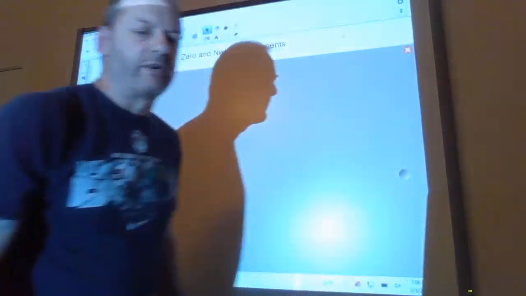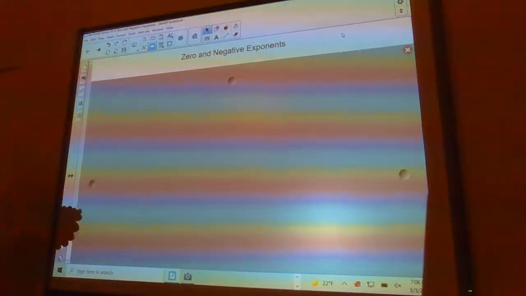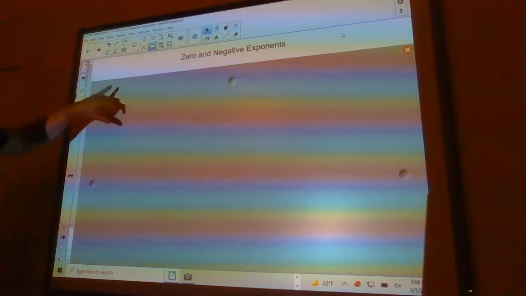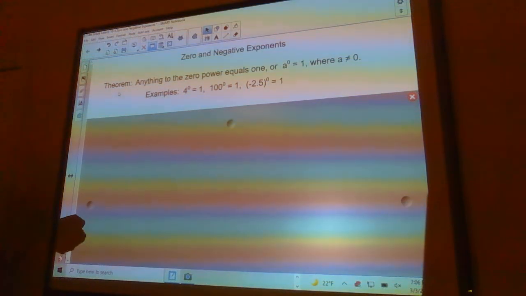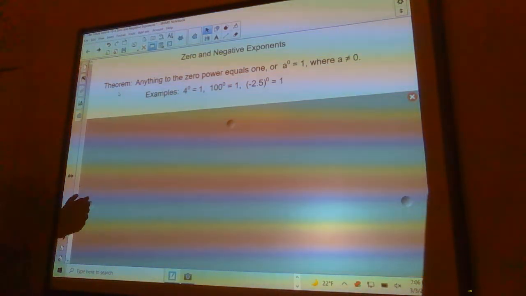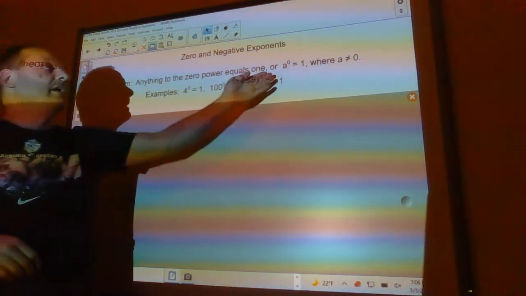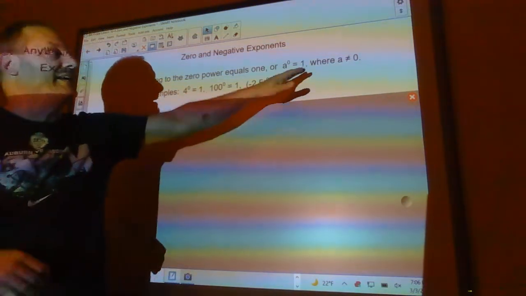Hello, everybody. Today we're going to talk about zero and negative exponents. This is some really good, interesting stuff. Here's a theorem for you. Anything to the zero power equals 1. Or better yet, a to the 0 equals 1, where a is not equal to 0.